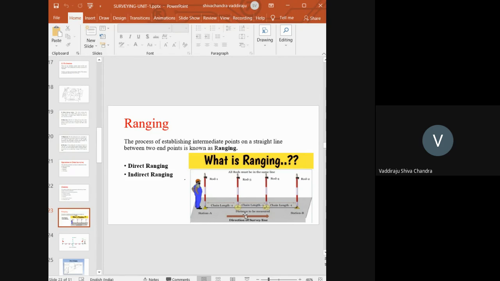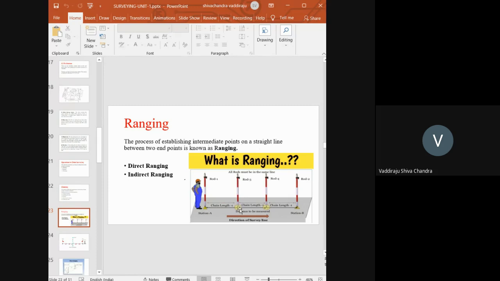If it is in line, then he will ask the third person to hold a ranging rod at a distance where he wants to establish it, at a length of one chain line, that is at the end of 20 meters. And the person standing at A will give instruction: you move towards left or towards right so that ranging rod 3 is also coming in line with A and B. So establishing of this ranging rod is nothing but the ranging operation or ranging process.